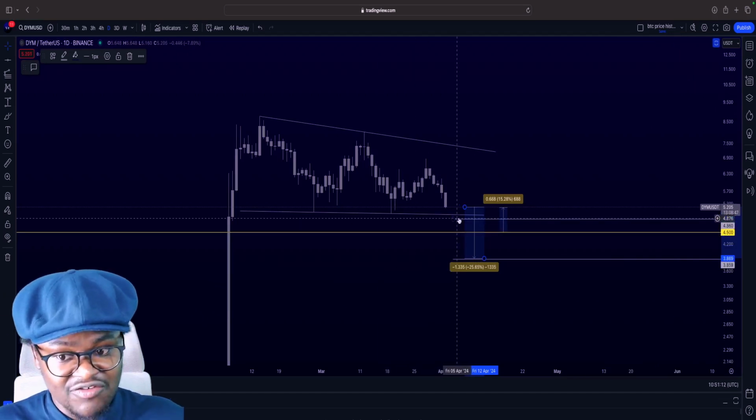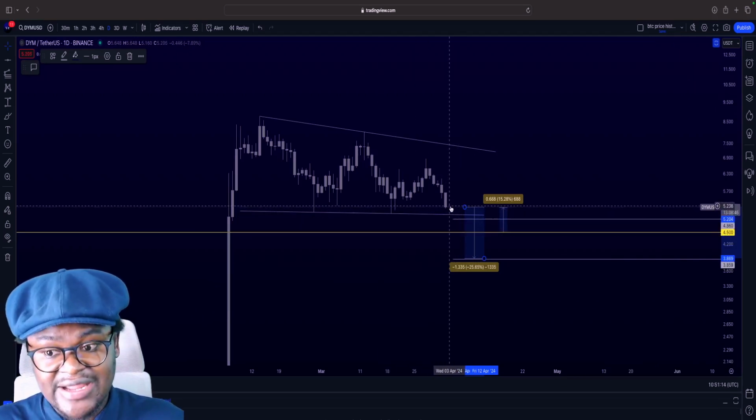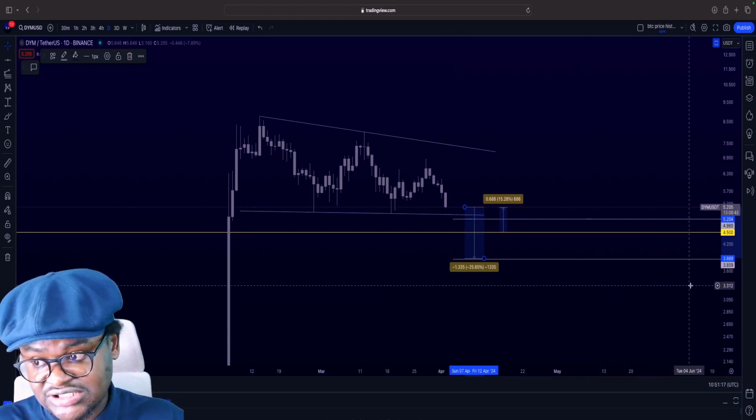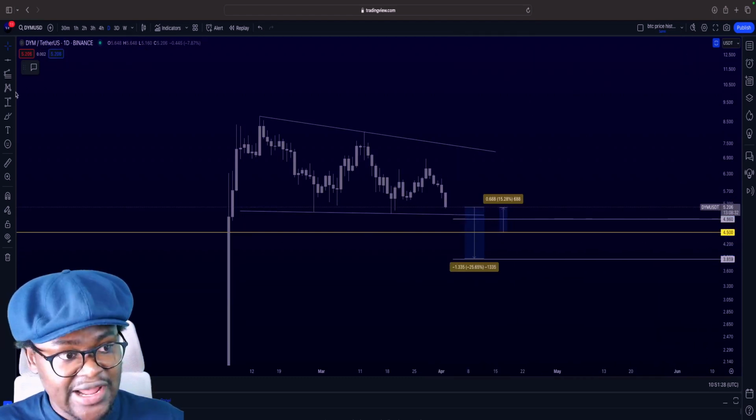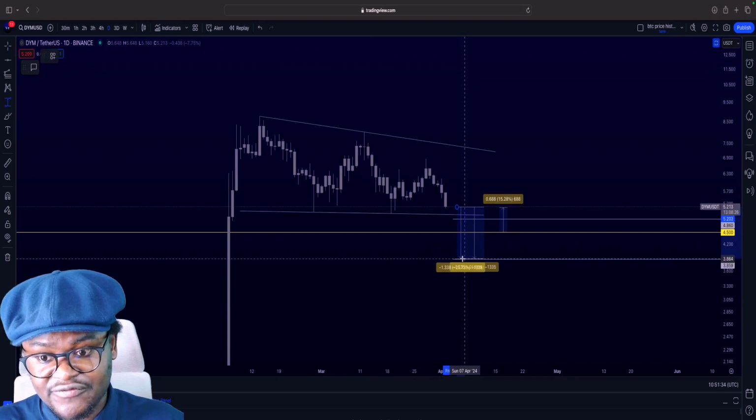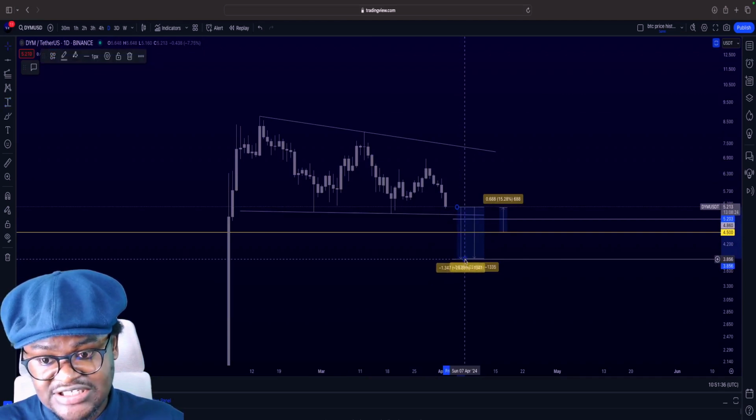So if I was thinking of buying this thing, I would actually be buying at current market price, which is $5.20, and I will most likely DCA if we drop as low as the $3.86 zone.